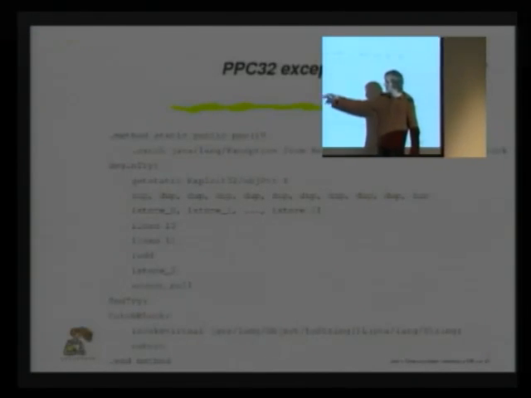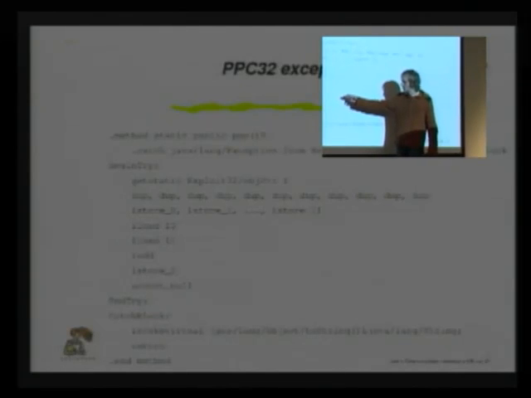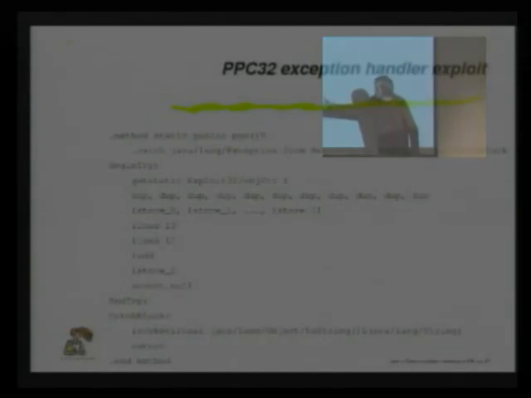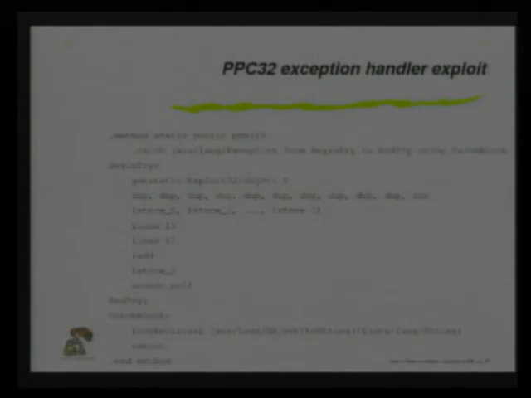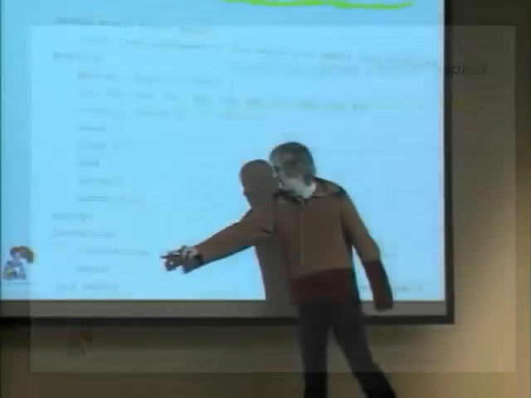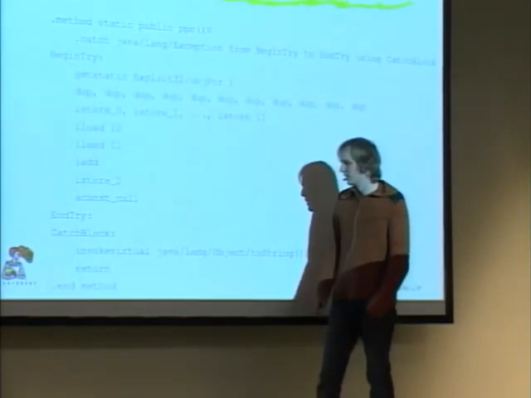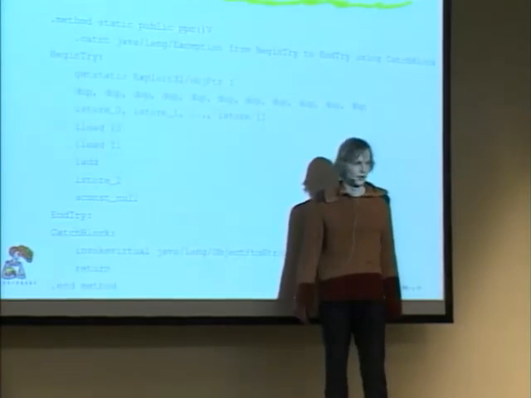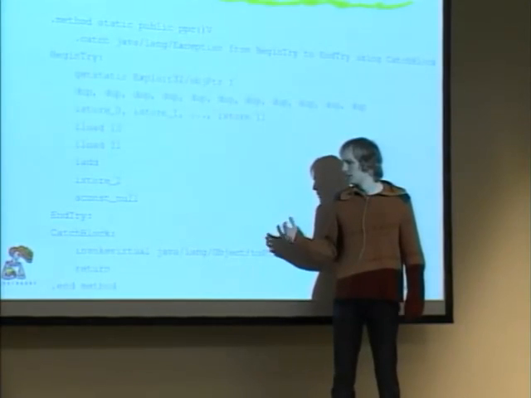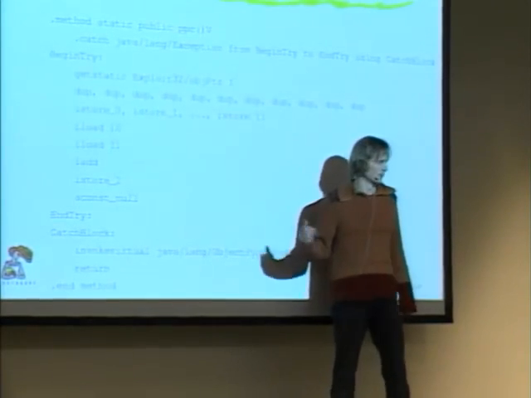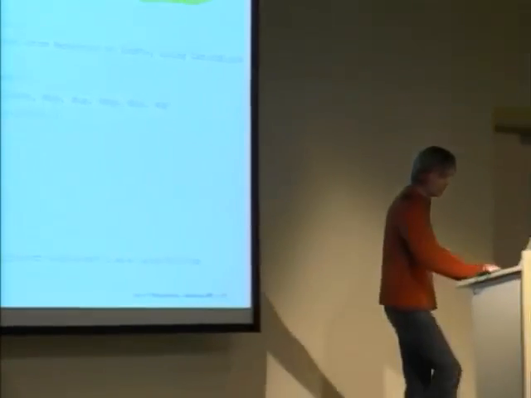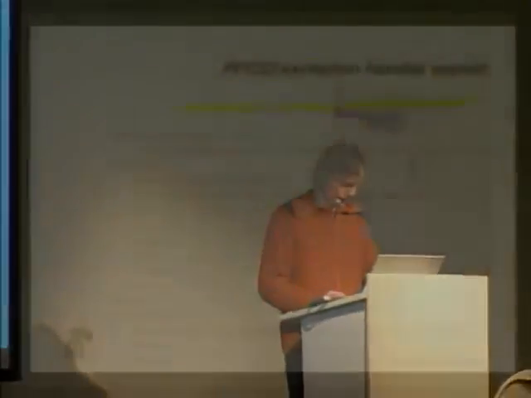And now without throwing an exception, we directly fall through into the catch block. At this point, this constant null will be just replaced by the contents of scratch register 1. We invoke a virtual method on this exception object, and at this point, the shell code gets executed. So I'm going to demonstrate this too.